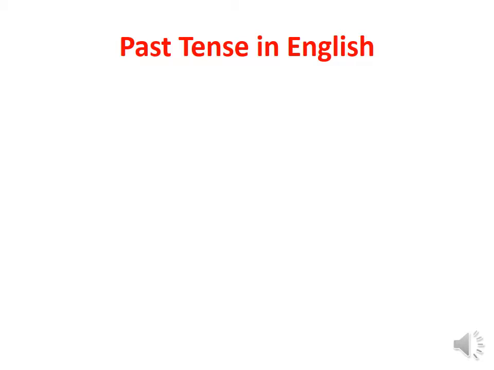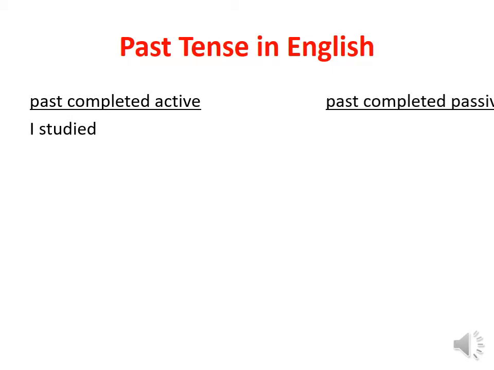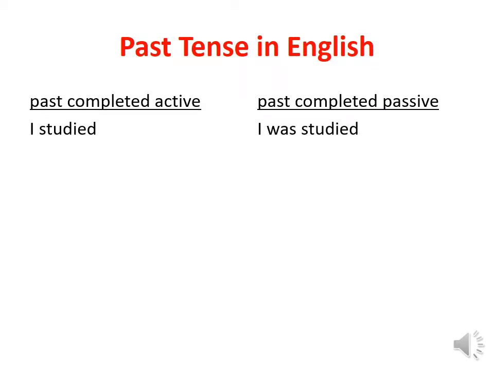Let's talk for a second about the past tense in English. English has more than one kind of past tense. We have a past completed in the active voice: I studied. In the passive, the past completed would be I was studied.